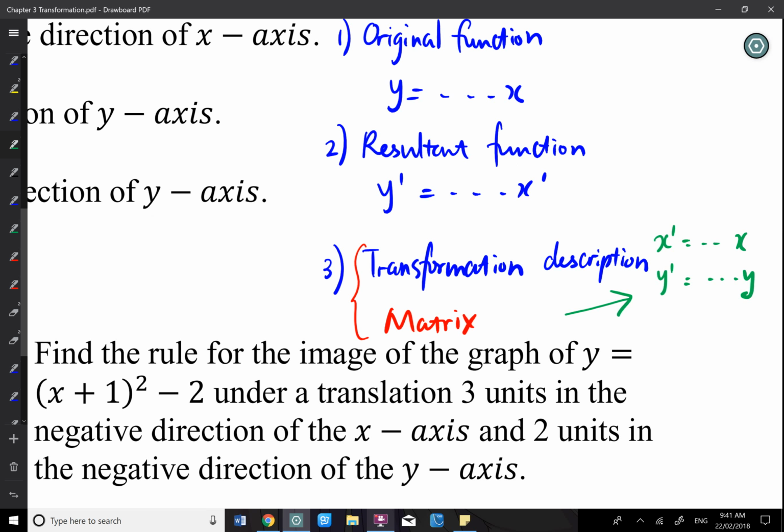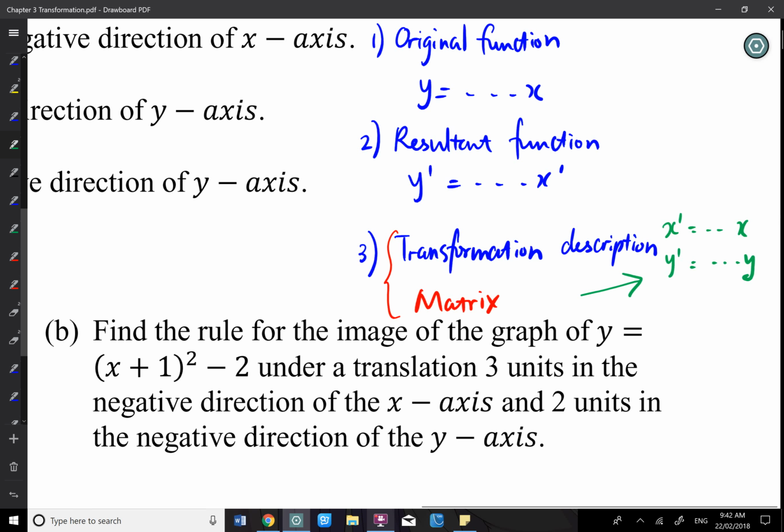So there are only 3 types of question. You can hide one thing and be given the other 2, and be asked for the third one. For example, you are given number 2 and number 3, the resultant function and the transformation, and asked what the original function is. Or you are given the original function and the resultant function, and asked what the transformation is in between them. Or you are given the original and the transformation, and asked what the resultant function is. There are only 3 types of question for the whole transformation topic: hide the first one, second one, or third one, give you the other 2, and ask for the third.